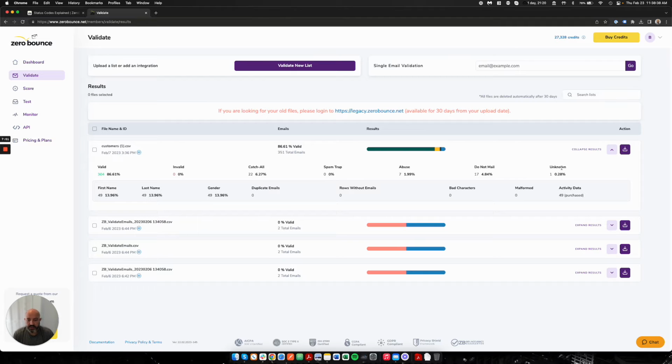And so with that, these are our high-level status indicating codes, which will break down your list for you. And if I have to really quickly summarize this, valid is okay to send to, invalid do not send to, catch all, I would segment those and put them into their own list after you've gone through a scoring process. Spam traps, absolutely do not send to them. Abusers, make that decision.